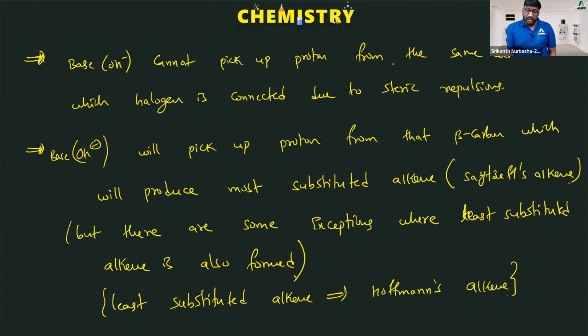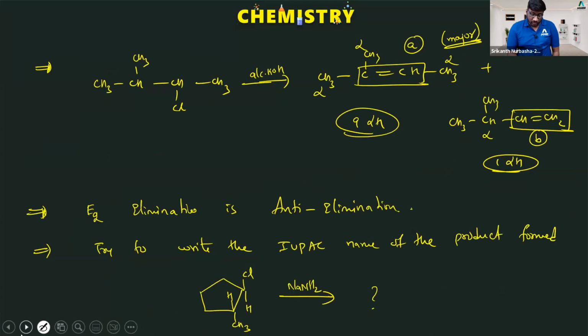Base OH minus cannot pick up a proton from the same carbon to which the halogen is connected due to steric repulsions. Base OH minus will pick up a proton from that beta carbon which will produce the most substituted alkene or set of alkenes, but there are some exceptions.